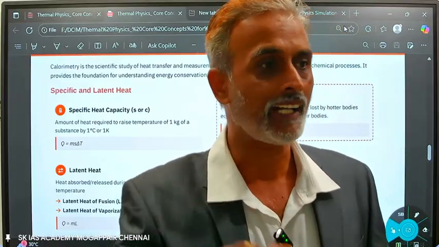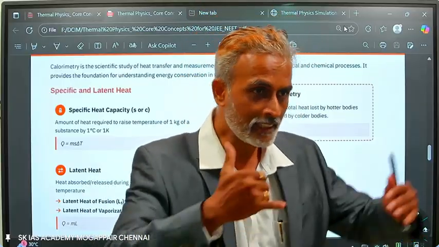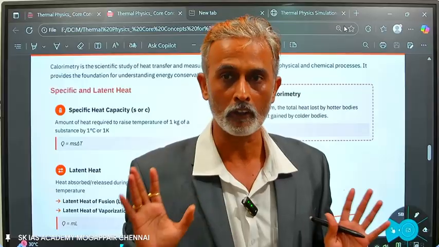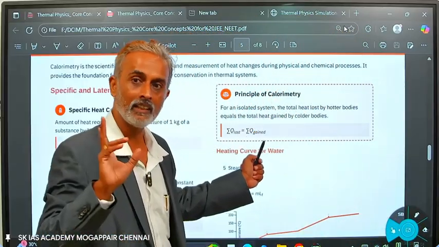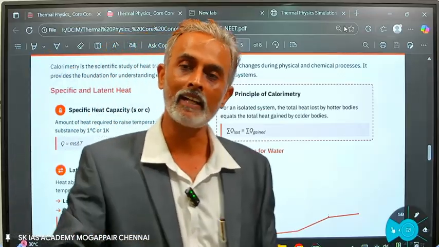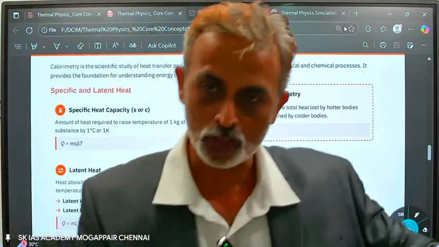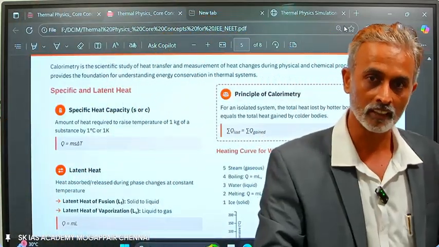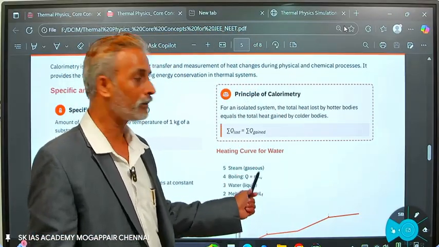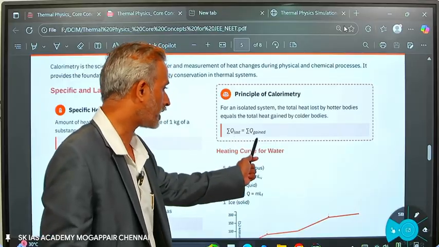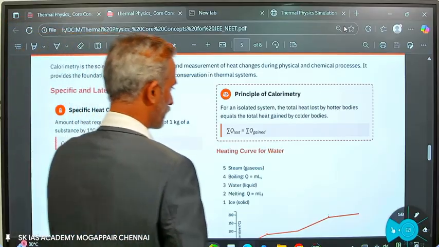Suppose you take a cup of coffee. Heat is transferred from the cup of coffee to your body, so you are feeling hot. Then the principle of calorimetry will work. When the principle of calorimetry works, total heat lost is equal to total heat gained. Understand? So this is the real concept of the principle of calorimetry. Total Q lost is equal to total Q gained. Now see the graph.